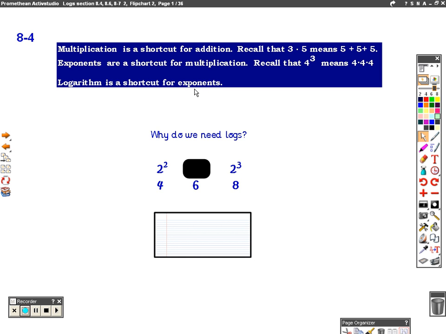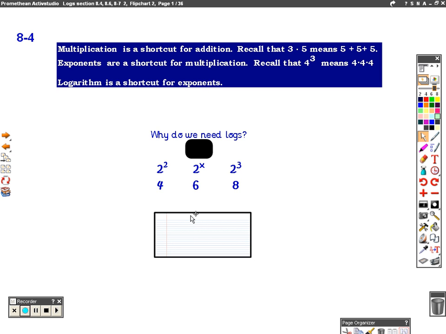So why do we need logs? And this kind of explains why we need logs. So 2 squared, we know what that is. We get 4. 2 to the third power is 8. We know that. But 2 to what power is going to give me 6? What if I know my answer needs to be 6, and I want to know 2 to what power is going to give me 6? Well, that's where logs come in.